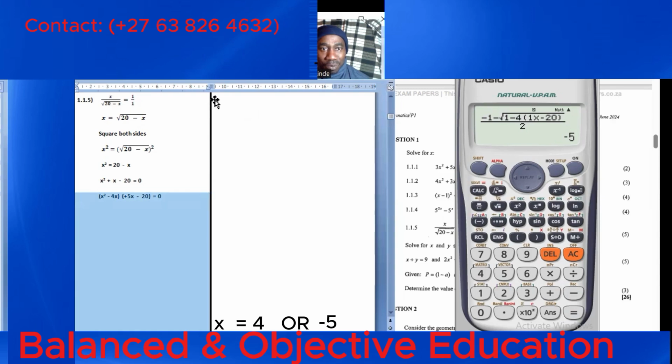Now, for those of you that like the manual way, especially when you are preparing, we factorize like this. Then you collect the terms outside of the bracket. So that means x plus 5 multiplied by x minus 4 equal to 0. So you can set the content of each bracket to 0 like that. And you see that x equals negative 5 or x equals 4, which are the same result we got on the calculator. So that is question 1.1.5.